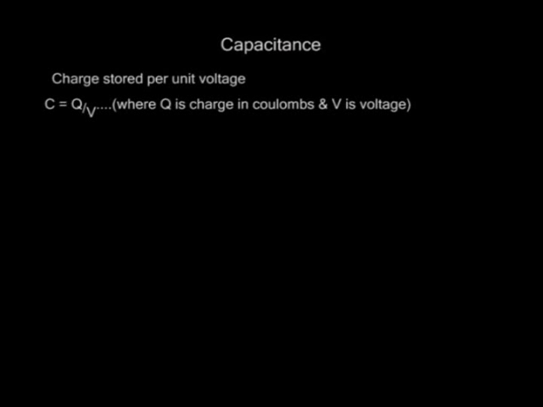Capacitance. The capacitance of a capacitor is a measure of the amount of charge the capacitor can store when connected to a given voltage and is defined as the charge stored per unit voltage. Capacitance C is equal to Q over V, where Q is the charge in coulombs and V the voltage. The SI unit of capacitance is the farad, F. 1 farad is the capacitance of a body if a charge of 1 coulomb raises its potential by 1 volt.